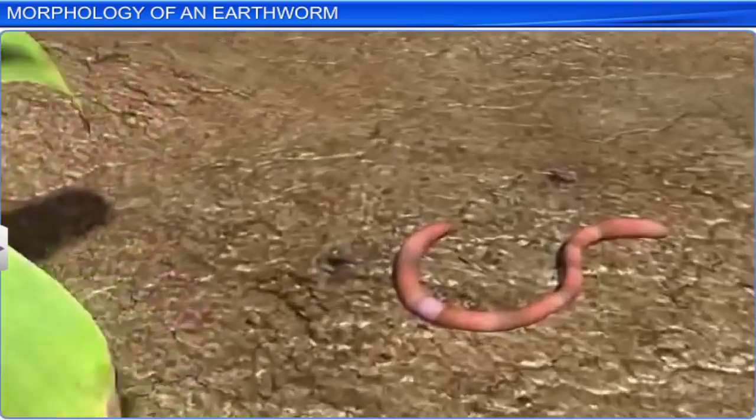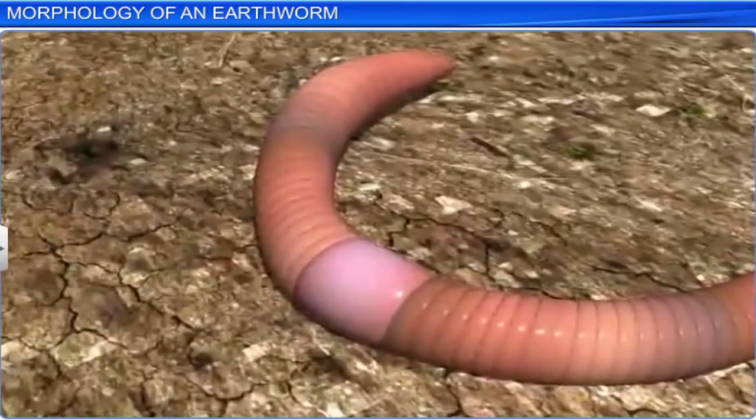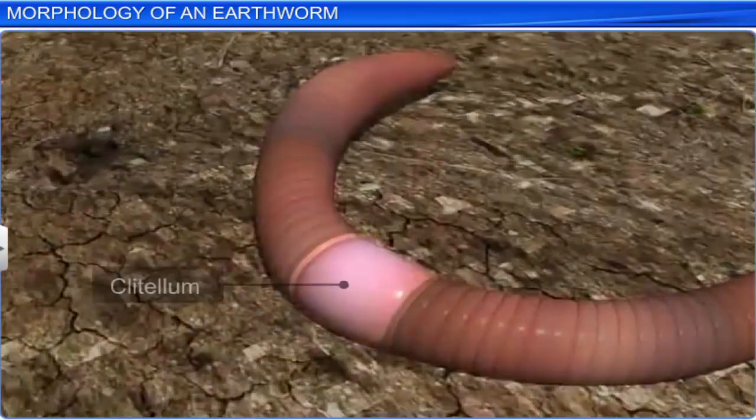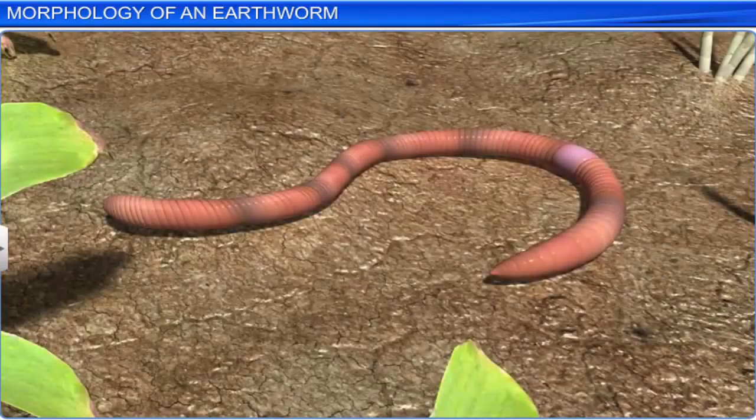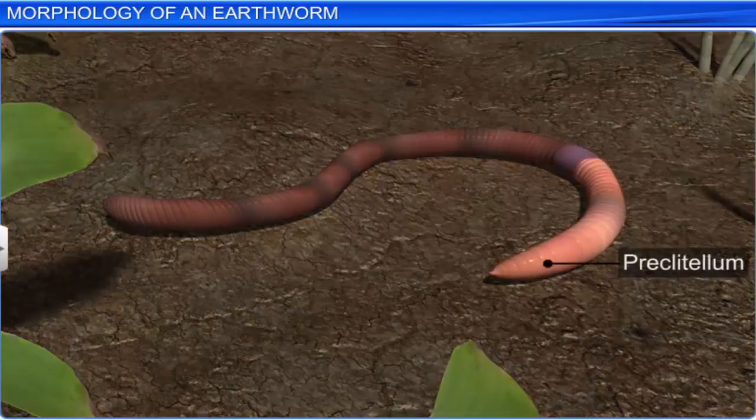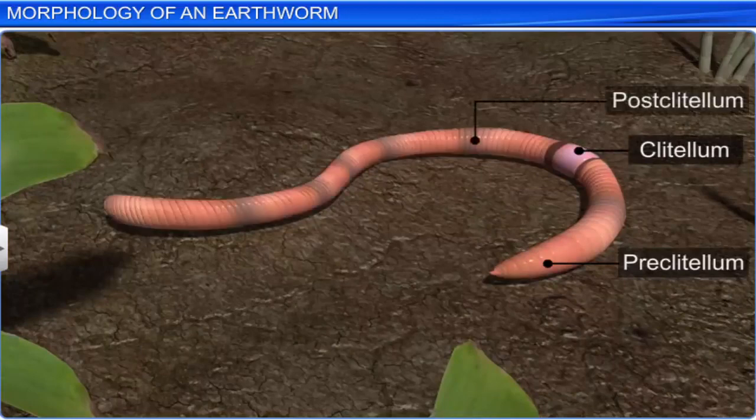The body of a mature earthworm has a thick, dark band called the clitellum. This band is formed around the 14th to the 16th segments due to the secretion of glandular tissue and divides the body into three parts: the preclitellar, clitellar, and post-clitellar segments.